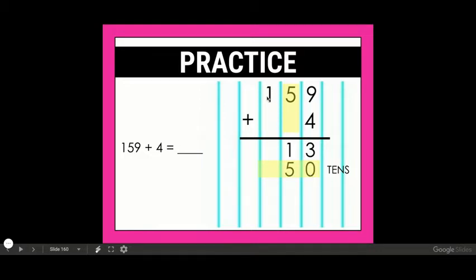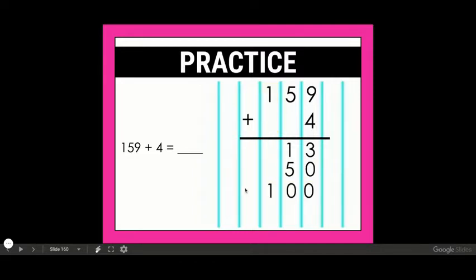Now let's move on to my last place value. My last place value is my hundreds. That goes right underneath my tens, and I'm going to add 100 plus 0. 100 plus 0 is just 100. Again, I have it nice and lined up. My ones column, my tens column, my hundreds column.